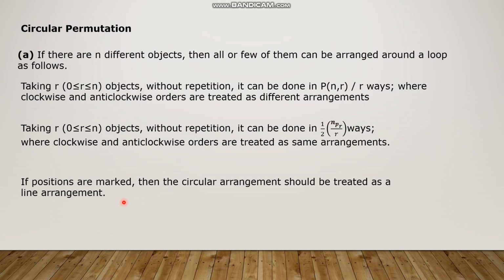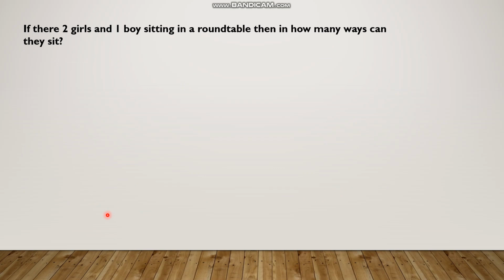If positions are marked, then circular arrangement should be treated as a line arrangement. If positions are marked, we have to start from here or there, then we should treat it as the line arrangement. Let me take an example.